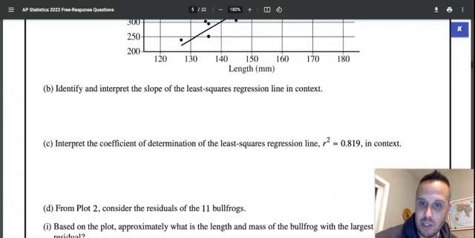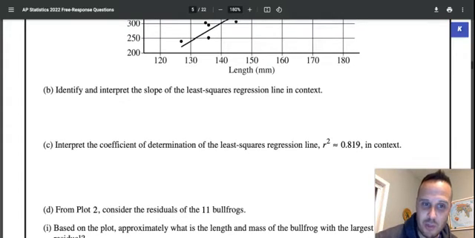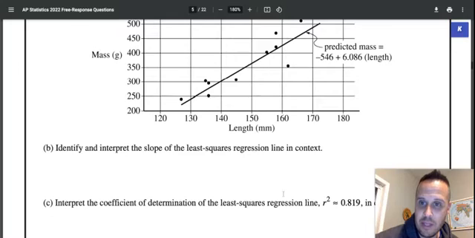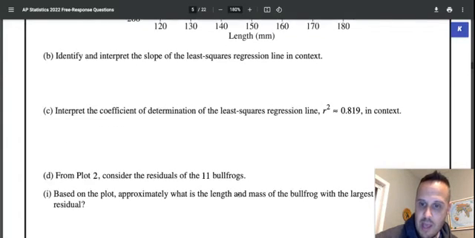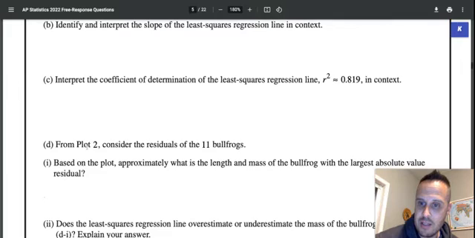You're in good shape. Interpret the coefficient of determination. R squared equals 81.9%. In context, 81.9% of the variability or the variation in mass in bullfrogs is accounted for by using length to predict its mass. All right. And then from plot 2, consider the residuals of the 11 bullfrogs based on the plot.